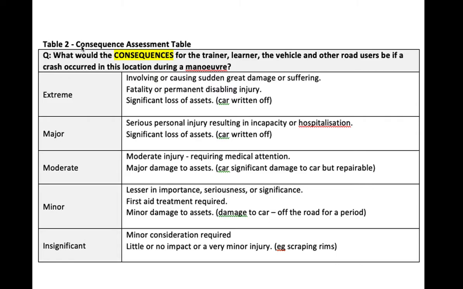Okay, now we have table number 2, the Consequence Assessment Table. What would the consequences for the trainer, learner, and vehicle and other road users be if a crash occurred in this location during a manoeuvre? If we look at the left side here, we have extreme, major, moderate, minor, and insignificant. Please feel free to freeze the tutorial at the moment and read through the descriptors on the right.